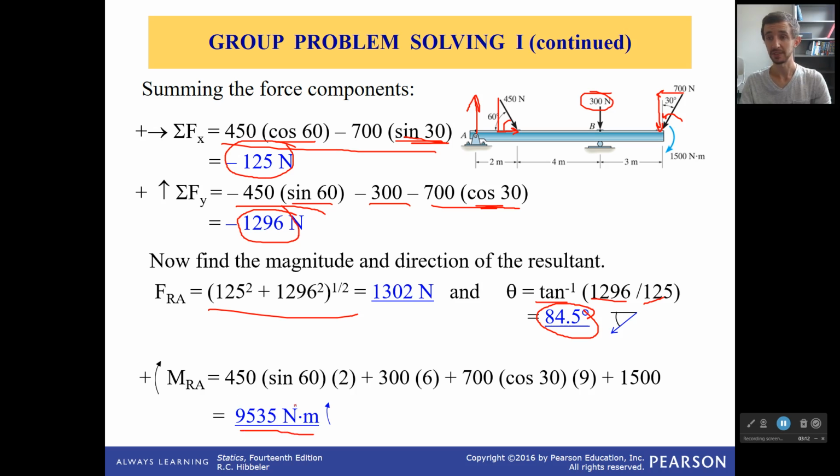Also notice that we added on the 1,500 Newton meters to that. We have to add that in when we're calculating our resultant moment. And that couple moment, even though it looks like it's applied at the end, can be moved anywhere because it's a couple. It's a free vector. It can do what it wants.